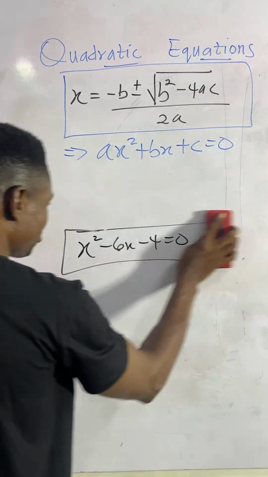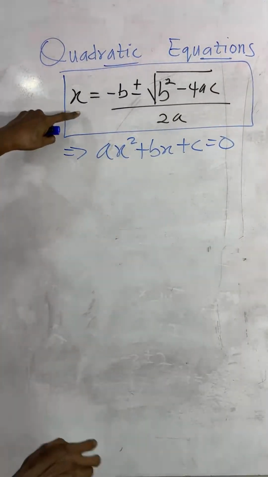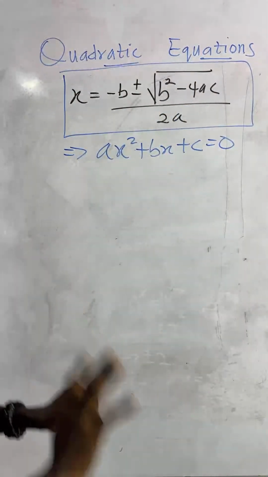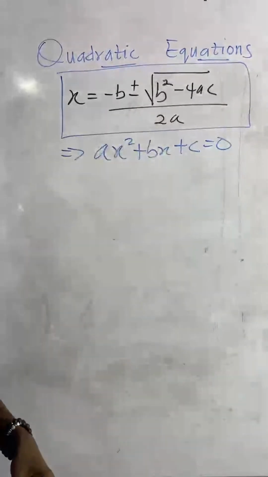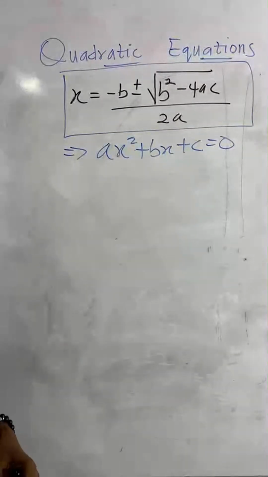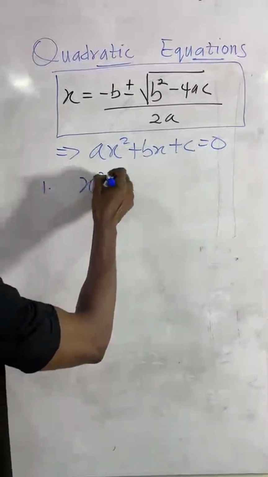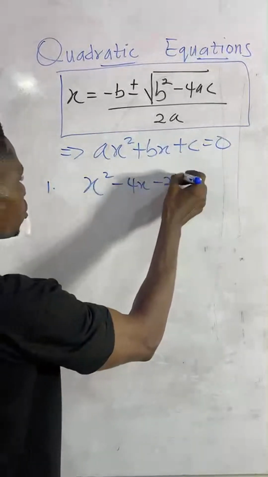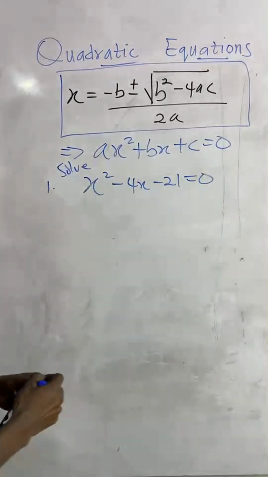Okay, now in this you just plug your a, b and c into this formula and you get your x. This is straightforward and fast. So let's pick an example. Example 1, we have x squared minus 4x minus 21 equal to 0. So solve using the formula method.